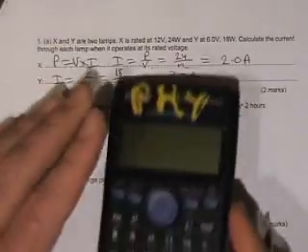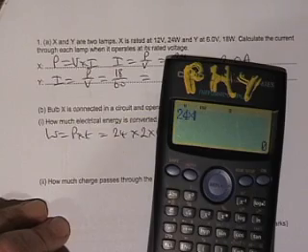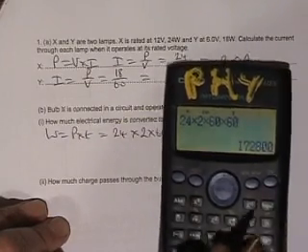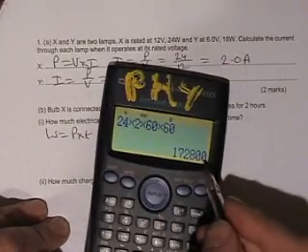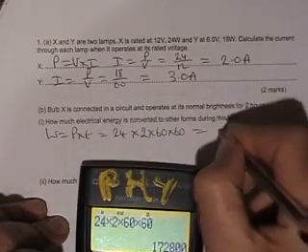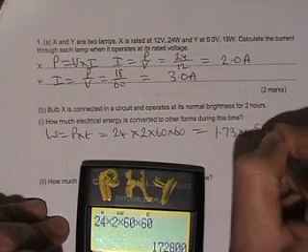24 times 2 times 60 times 60. Calculator says 172800. Should put that in standard form really. 1.73 times 10 to the 5 joules.